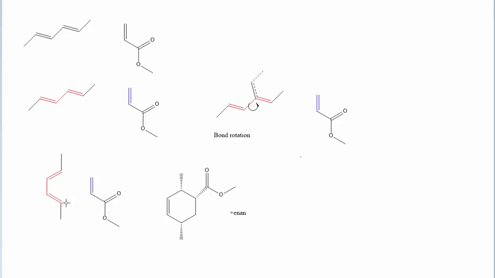Again, anything on the 1 and the 4 is going to be on a dash. This could also be located down here. It's symmetric, so it doesn't really matter so much, as long as it's on a dash, because that's going to be the endo product.